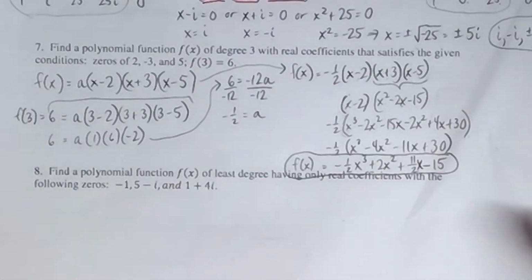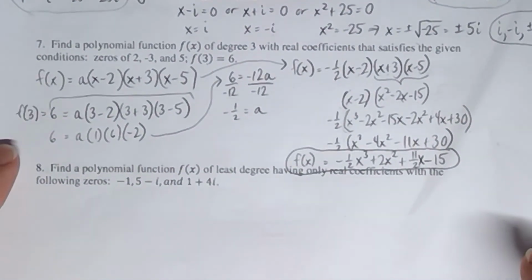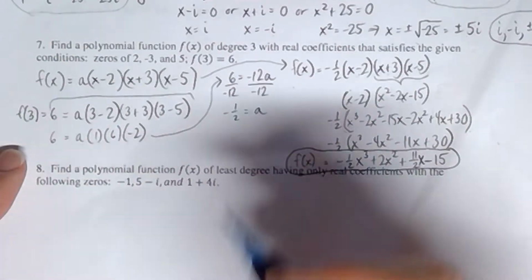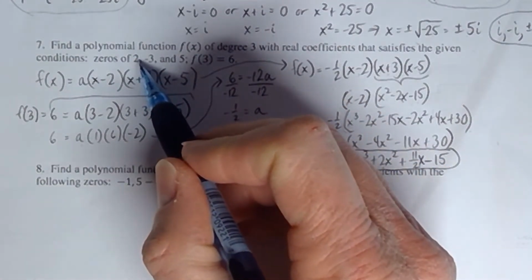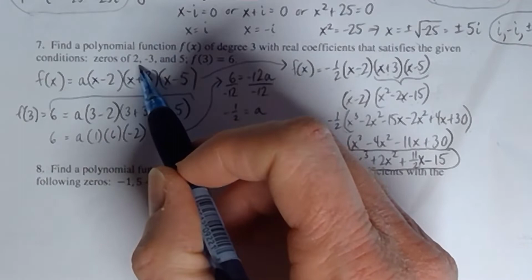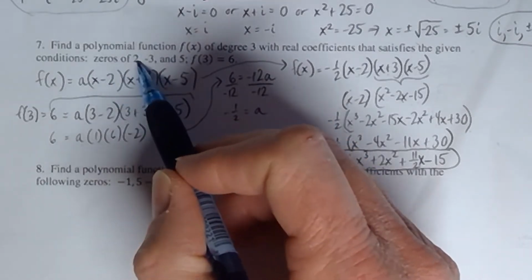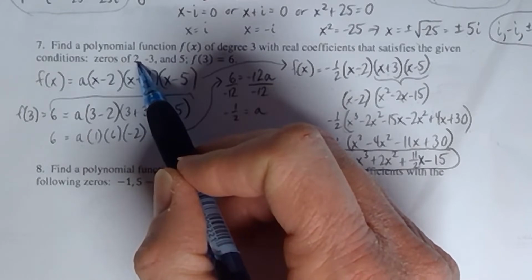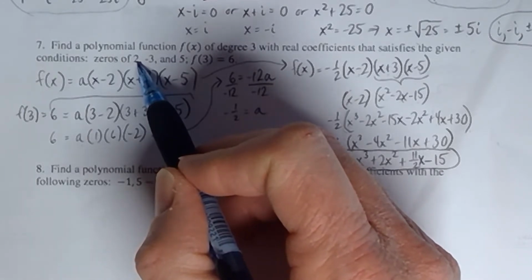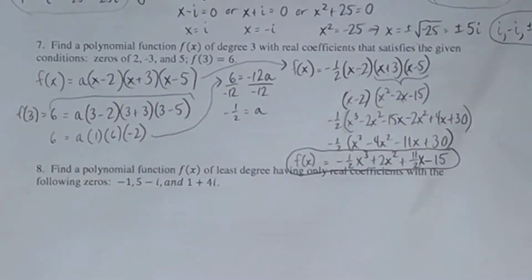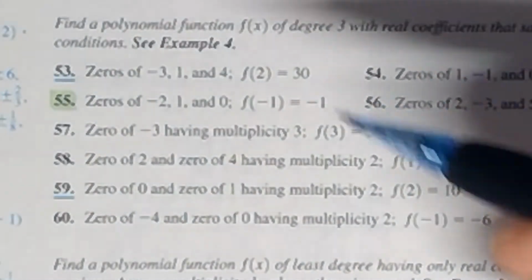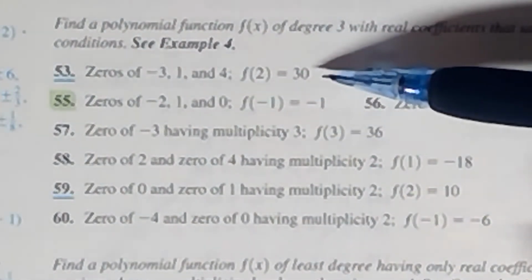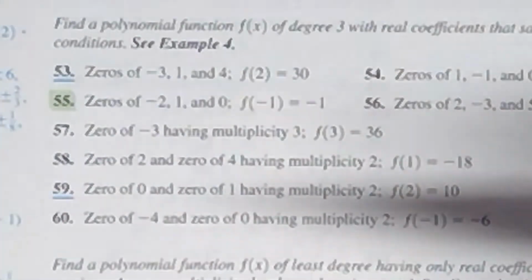All right, so one additional note here, because you'll see this in your homework. If they said, for example, that you had zeros of 2, but let's say that they said that the 2 had multiplicity of 2 or something like that. Okay, so here are some examples of possible homework problems you have here.